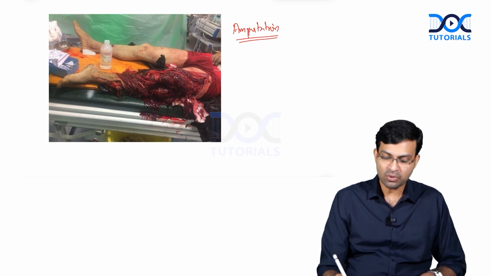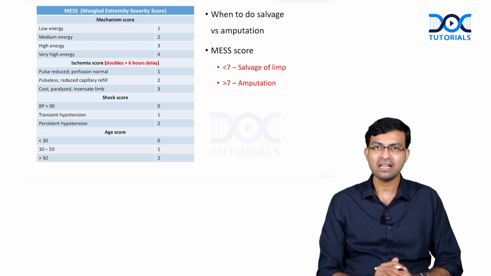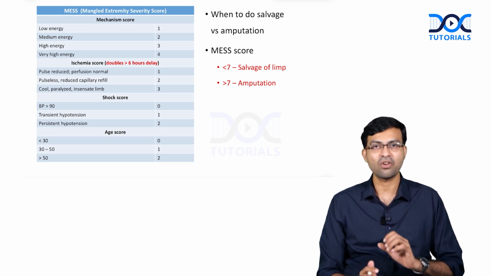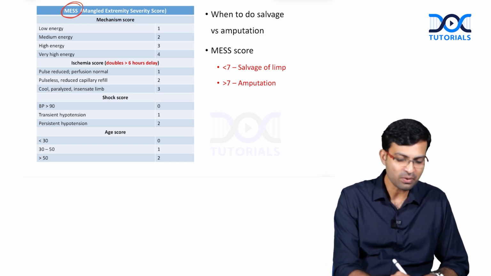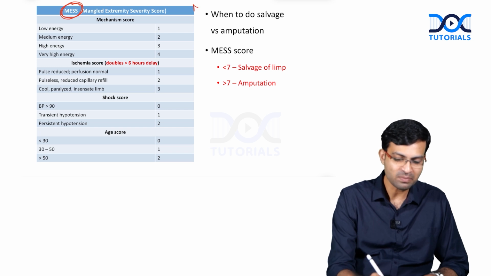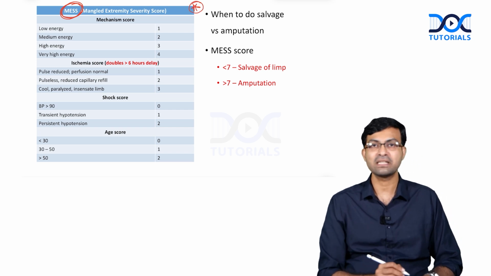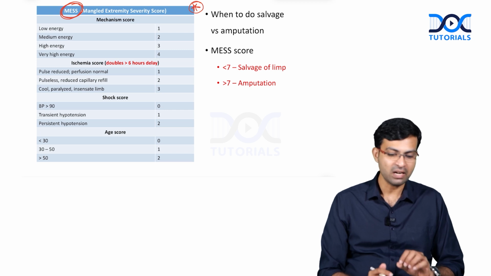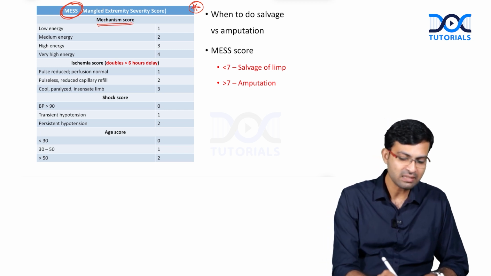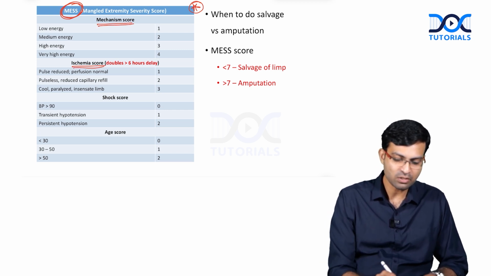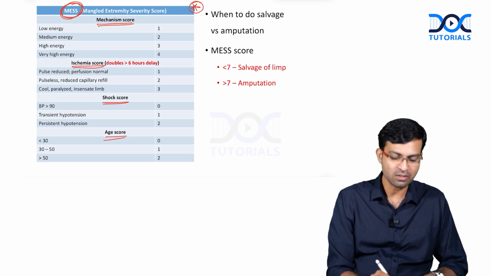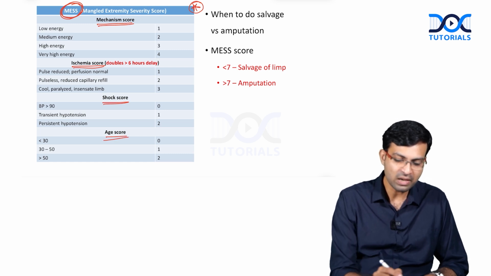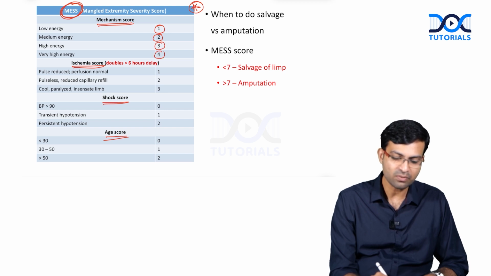Now there is a scoring system that we use to decide whether to do an amputation or not, which is called the MESS score, or Mangled Extremity Severity Score. MESS score. It has 4 things in its calculation. One, there is something called the mechanism score. Then you have ischemia score, shock score and age score. Mechanism score: if it is a low energy trauma, it is 1 point, medium energy 2, high energy is 3 and very high energy is 4.